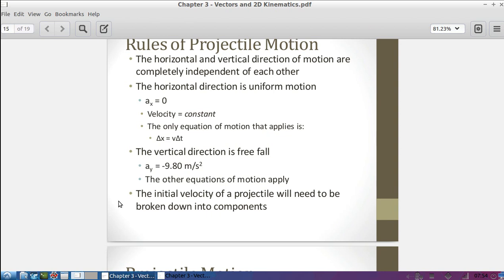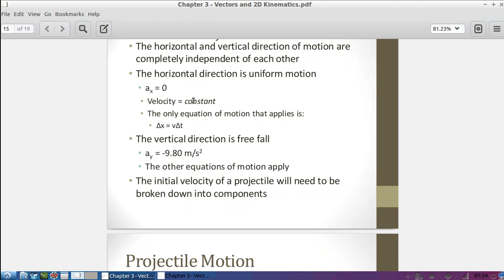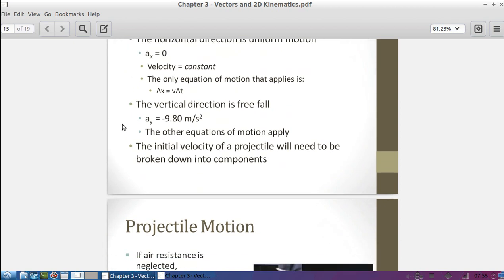For the X direction, the motion is uniform. There's no acceleration in the X direction. We're neglecting drag. Drag would cause the object to change its velocity in the X direction, but we're going to neglect that. So whatever velocity in the X direction the object is launched with, it's going to maintain that velocity. So we only have to apply one equation for the motion in the X direction, and that's my constant velocity equation: delta X is V delta T.